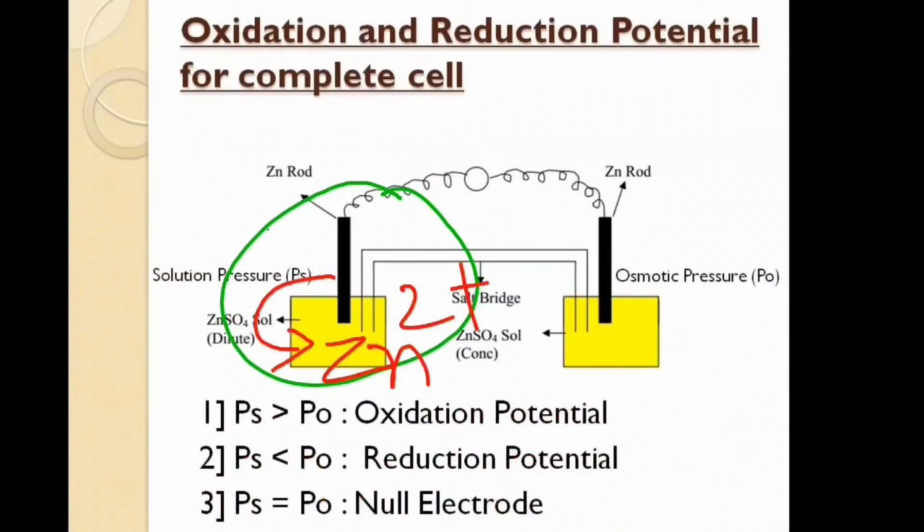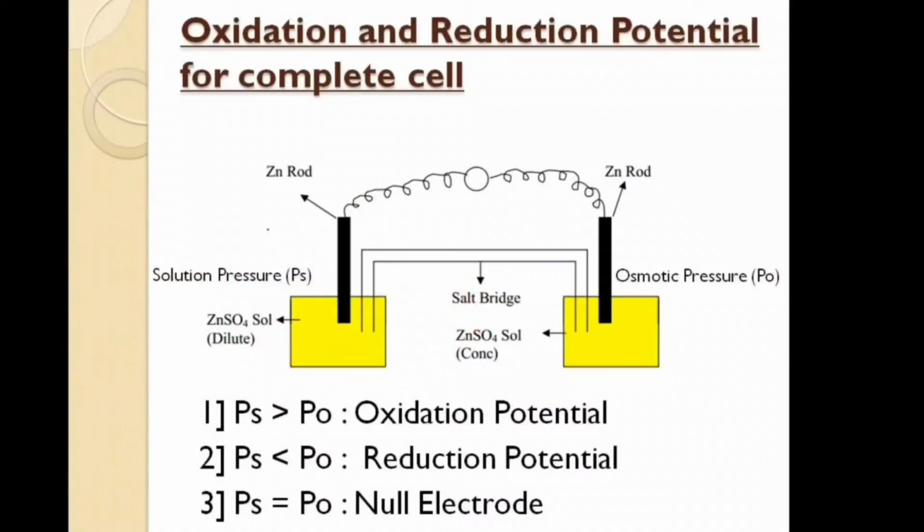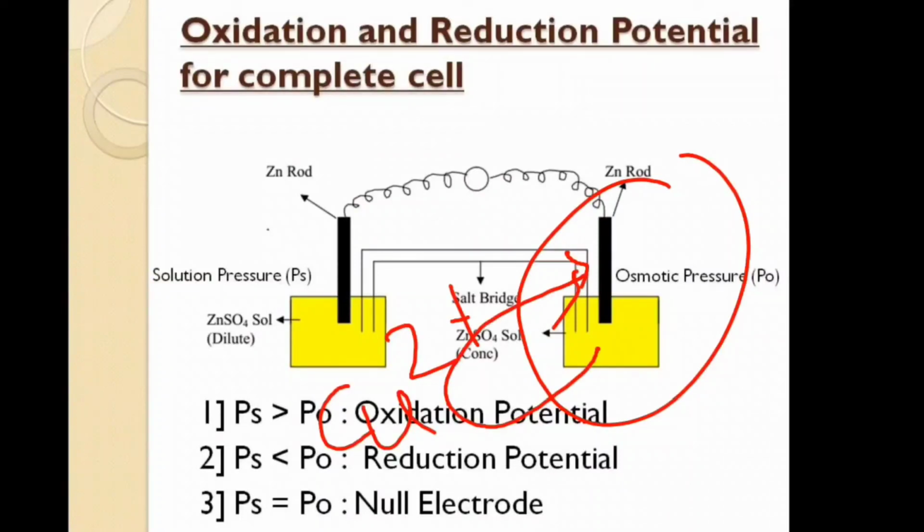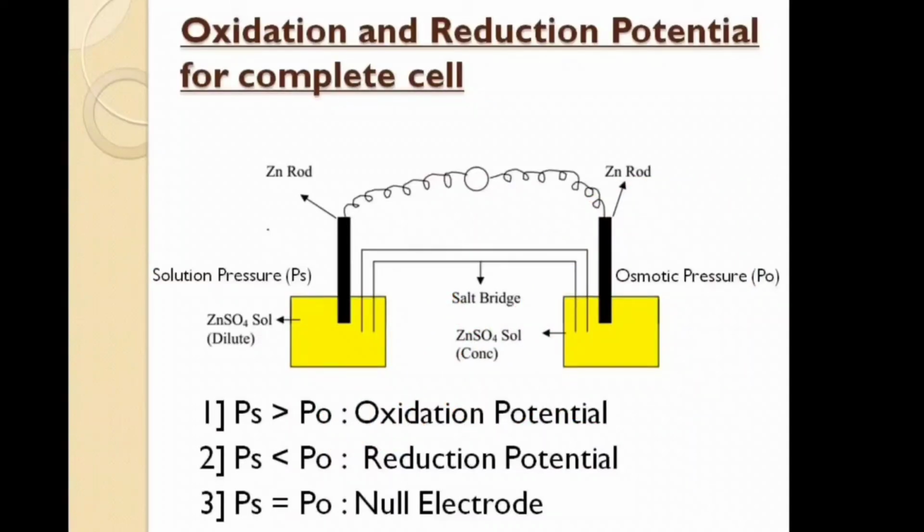This tendency of a rod to lose its ion and send it into solution is known as solution pressure. Whereas if a copper rod is dipped in CuSO4 solution, then what happens? The Cu2+ ions get deposited on the copper rod. This tendency of the electrode is known as osmotic pressure.